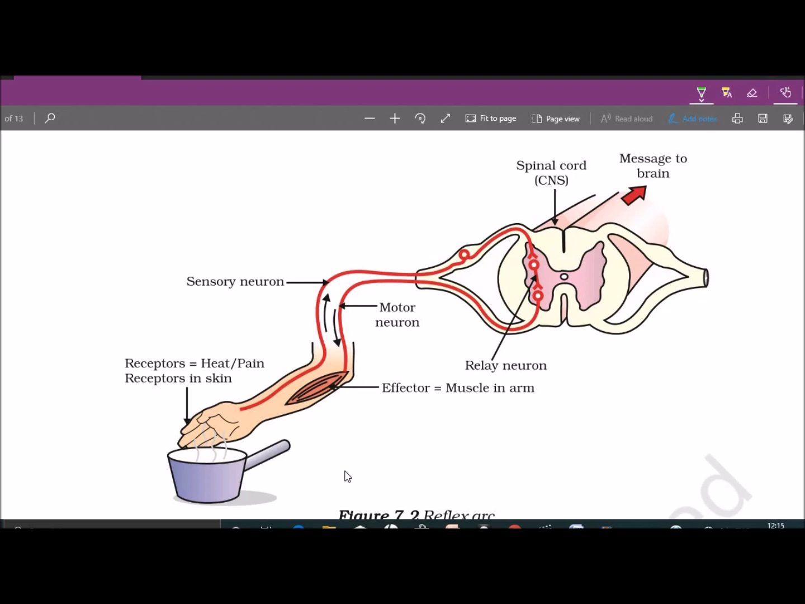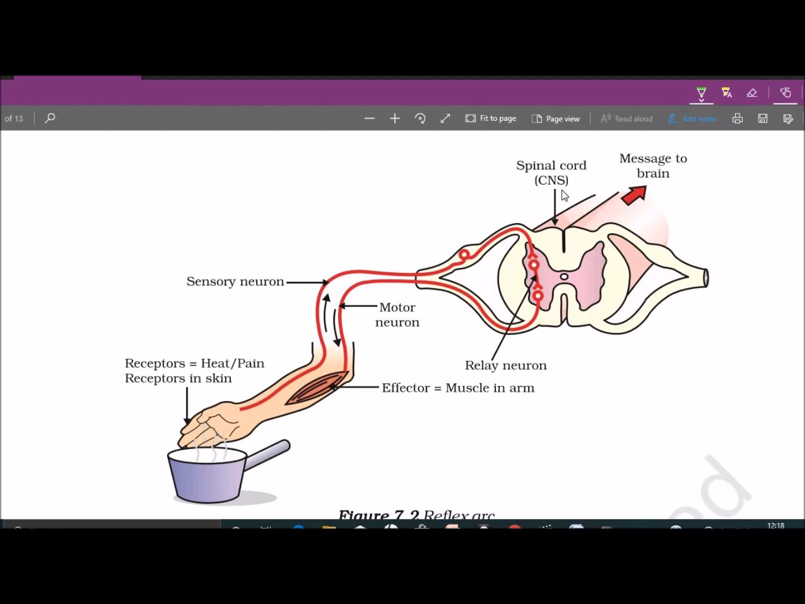Although the brain does not control the reflex action, the information still reaches it and is stored to be used or interpreted in the future. This is the diagram showing a reflex arc. When someone puts their hand on a hot object, the receptor receives the message and directly sends it to the spinal cord or CNS. CNS is the central nervous system.